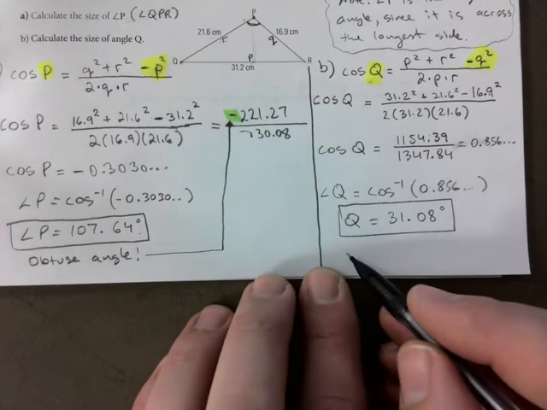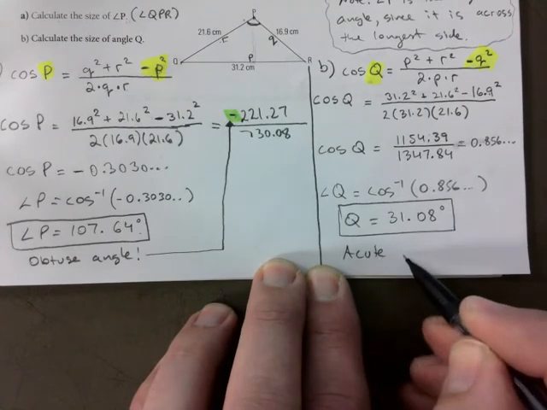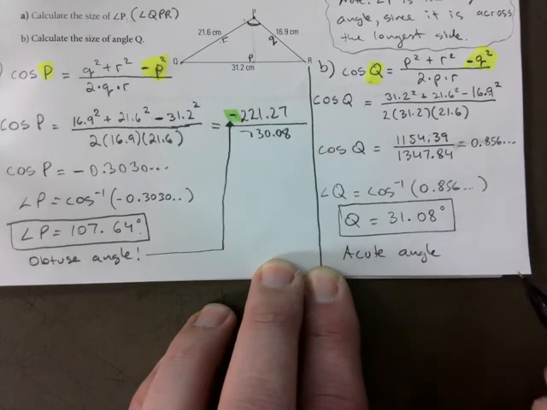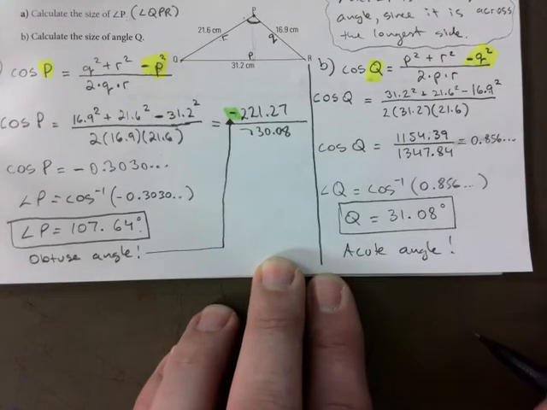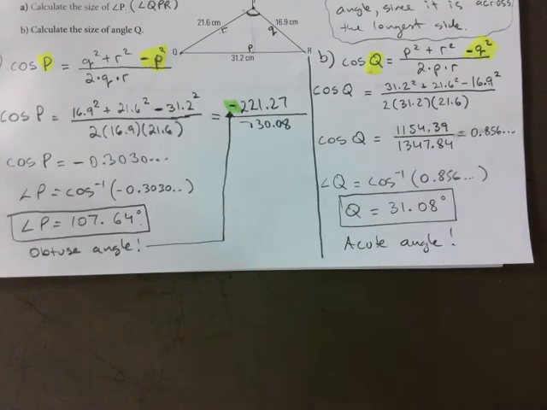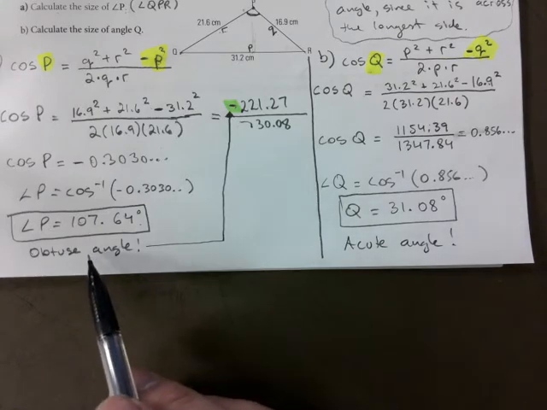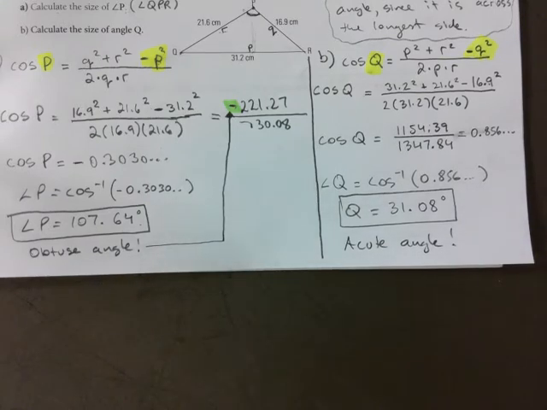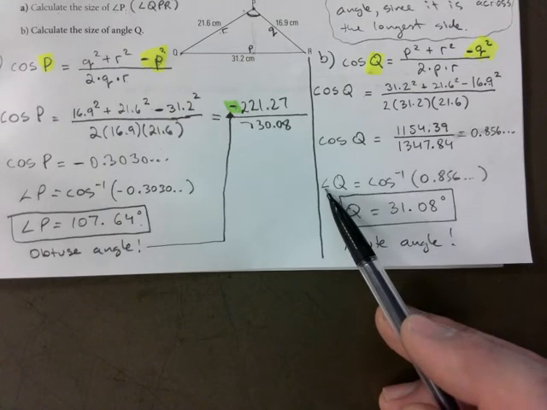So I will say acute angle. It could be that there is no obtuse angle in a triangle, okay? So it could be, but sometimes you do have an obtuse. Yeah. The angle symbol.